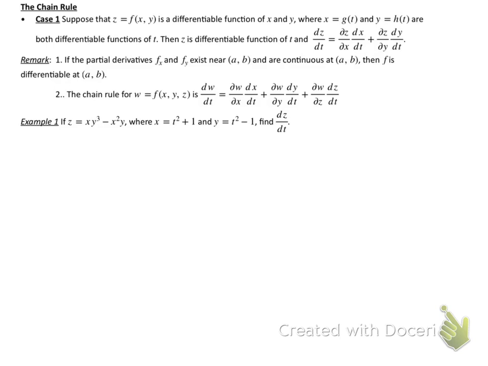Then dz/dt is partial z partial x. Notice that z has two variables, so you have partial derivatives. dz/dt equals partial z partial x, then dx/dt, plus partial z partial y, dy/dt.